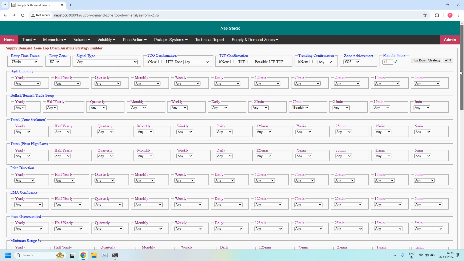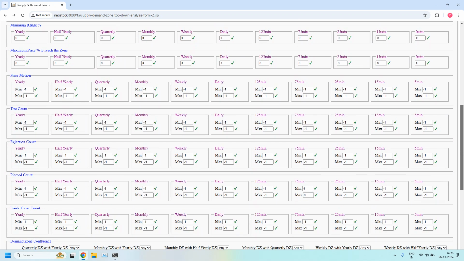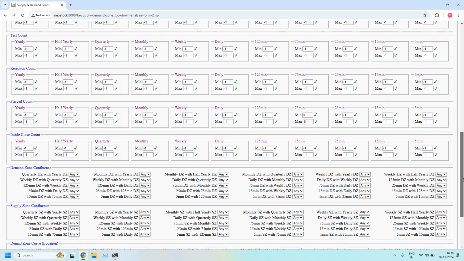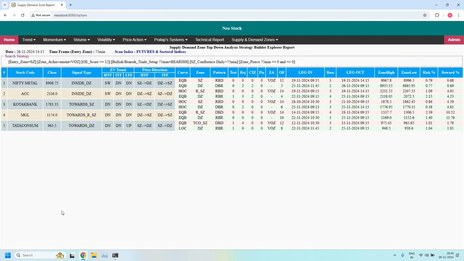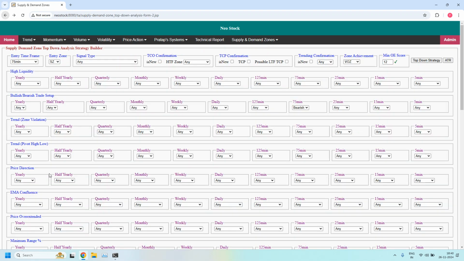First filter is LTF and ITF supply zone confluence. So I am enabling the filter 75 minute supply zone with daily supply zone confluence. With this filter we got 5 stocks. In these 5, the ITF trend is down, and if these stocks are having any ITF EMA confluence, that is daily EMA confluence, they are even more high probability setup supported stocks.